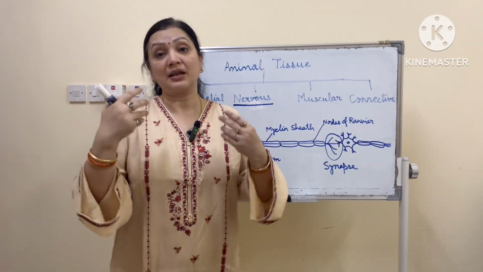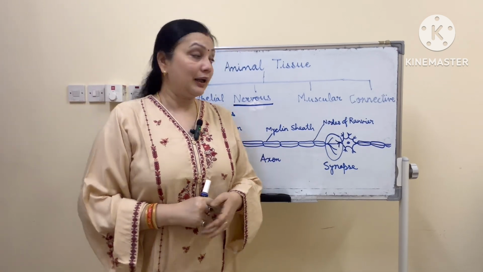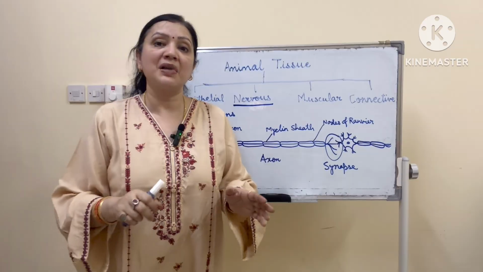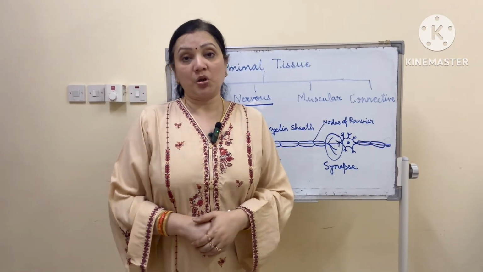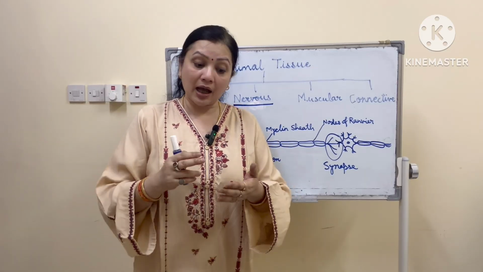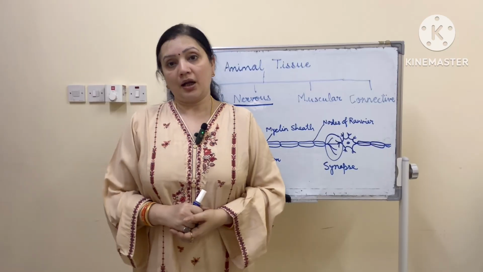Nervous tissue, which makes the nerves, the spinal cord and the brain. Muscular tissue present all along the body. All the muscles are a part of muscular tissue. Then connective tissue. How do the different things connect inside the body, like our bones, our blood? This is all a part of connective tissue.